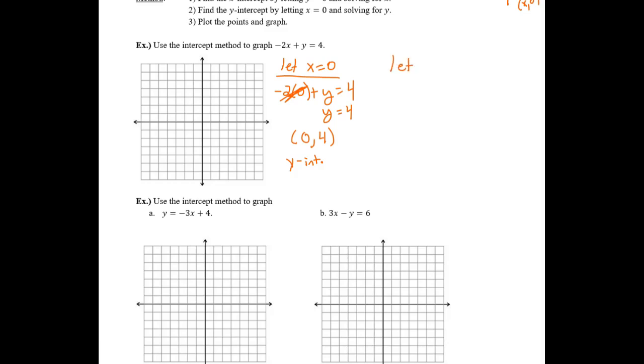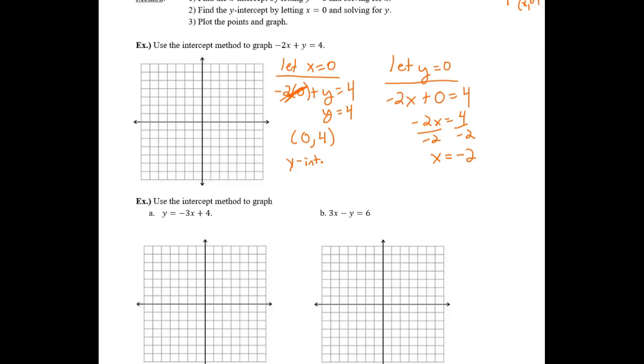I'm going to do the same thing, but this time I'm going to start by letting y equal 0. This time I'm solving for x. I don't know what that x-intercept is, but I'm going to let y equal 0. So anything plus 0 is just itself. I want to get x alone. I undo that multiplication with division. X will equal 4 divided by negative 2, which ends up negative 2. Positive divided by negative is negative.